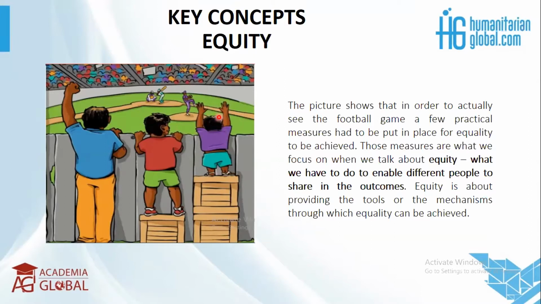So what this tells us is that these measures are what we focus on when we talk about equity. Equity is about what we have to do to enable different people to share the same outcomes. The three individuals, after making changes, are now able to enjoy the outcome. So equity is all about providing tools or mechanisms through which equality can be achieved. Equality is achieved more when we provide tools or mechanisms to different individuals to be able to have the same view.